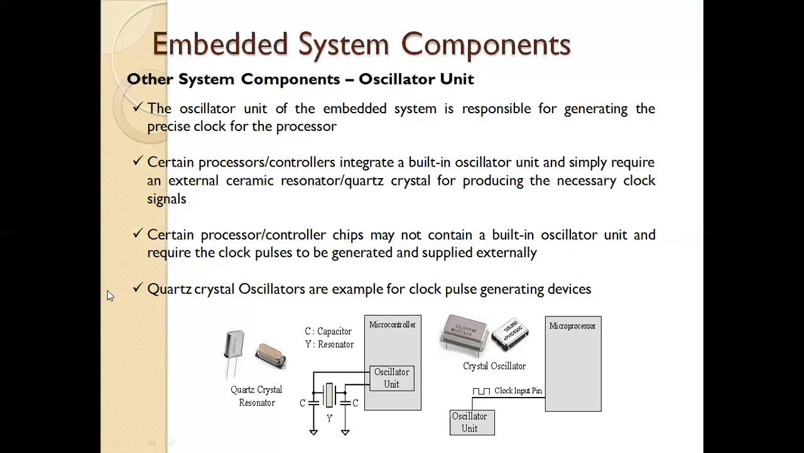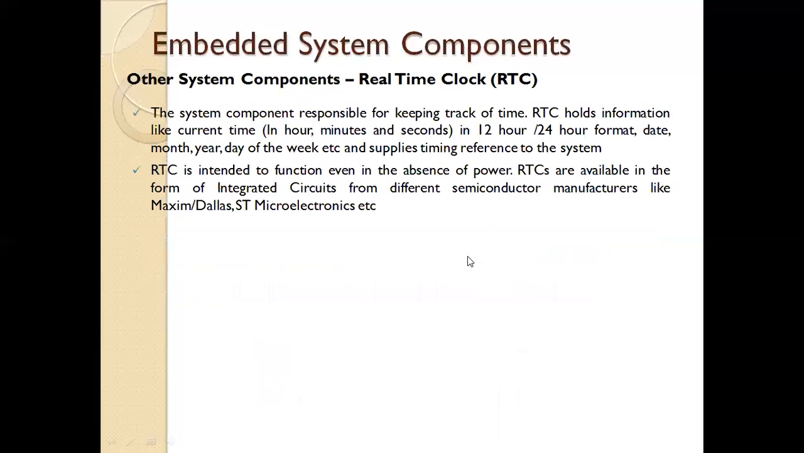So they may be inbuilt or connected externally. Quartz crystal oscillators are examples of devices for generation of clocks, that is, pulse generating devices. If the oscillator unit is connected externally, we can see here how the clock works, with a crystal and a capacitor. If it is inbuilt, this is the crystal. If it is not inbuilt, we have to connect it externally to the processor or the controller.